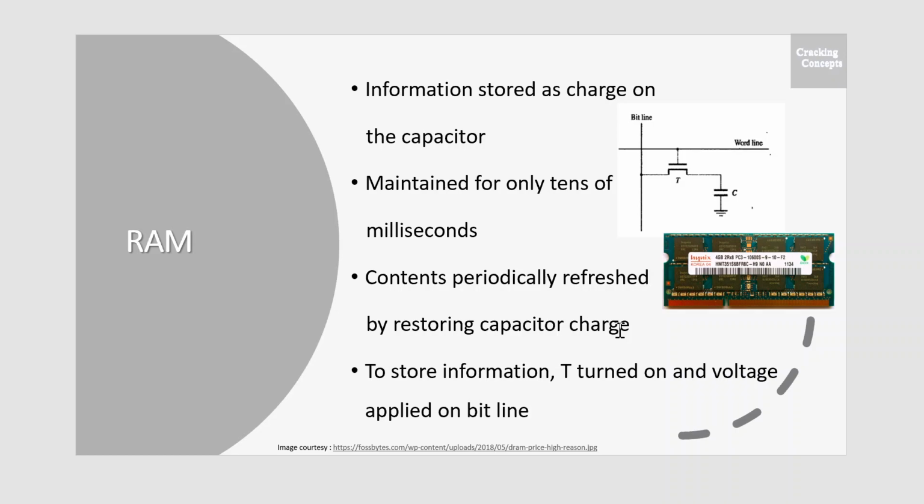An example of a dynamic memory cell that consists of a capacitor C and a transistor T is given here. In order to store information in this cell, transistor T is turned on and an appropriate voltage is applied on the bit line. This causes a known amount of charge to be stored in the capacitor.